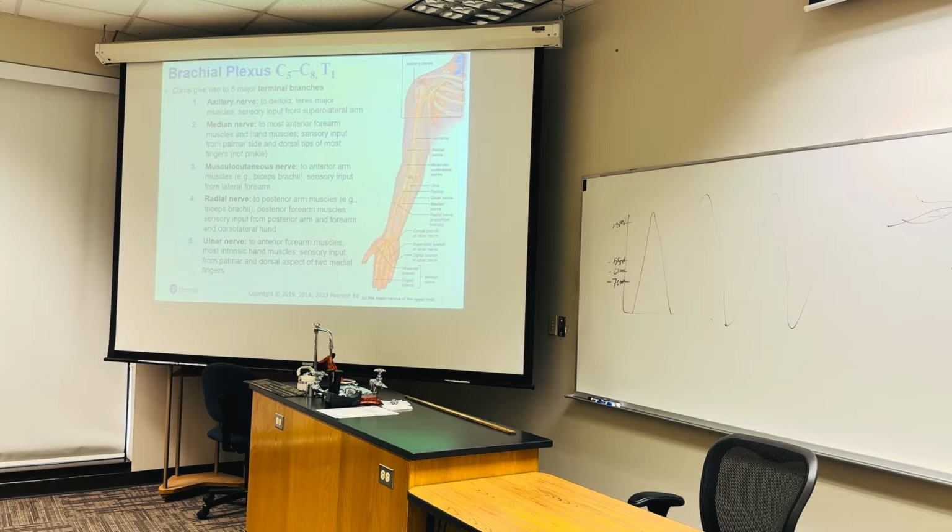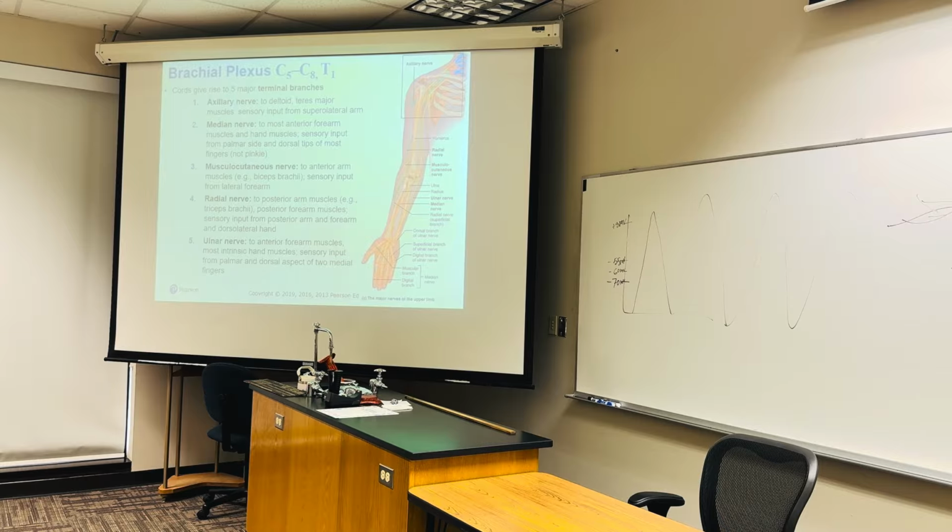And we did talk in the lab very thoroughly about your musculocutaneous nerve. What is going to be innervated by the musculocutaneous nerve? Your biceps brachii, and sensory input from the lateral forearm. What about the radial nerve? It is coming this way. Radial nerve is going to what? Posterior arm muscle, like triceps brachii, and posterior forearm muscle, with sensory input from the posterior arm and forearm and the dorsolateral hand.